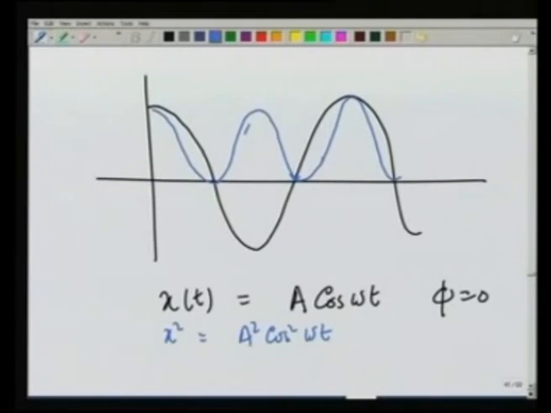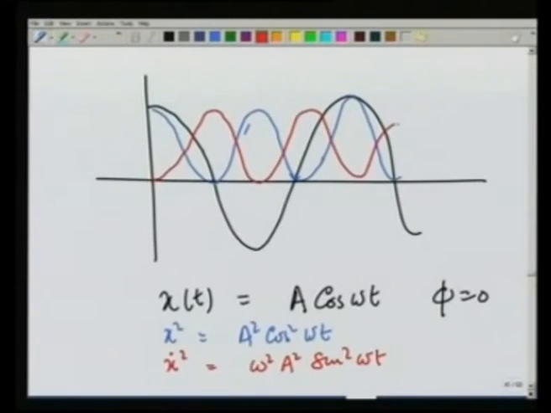Similarly, x dot, let me show this with red, square would look like omega square a square sine square omega t. So that curve would look something like this. And when I add the two up, the sum would be a constant. Let me show it with red and blue together, and that's the total energy, half k a square.